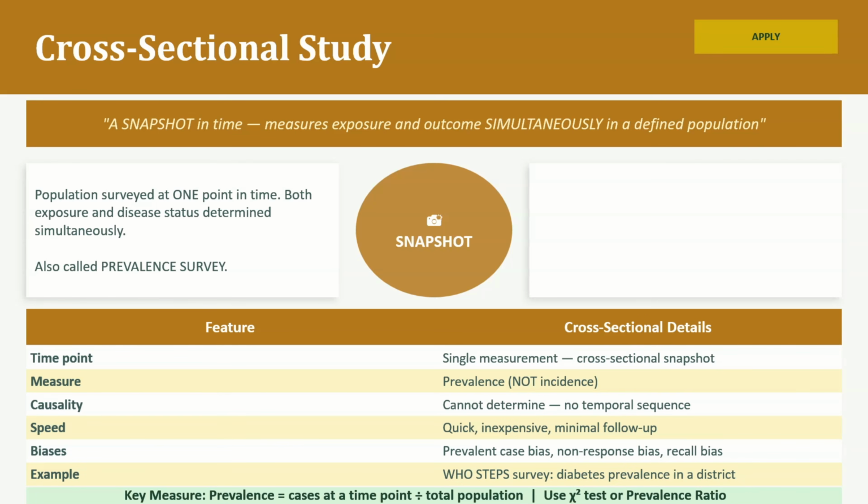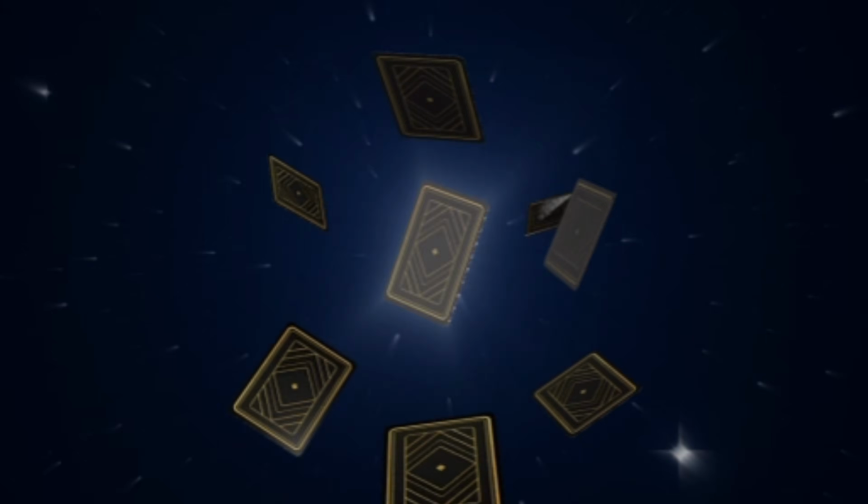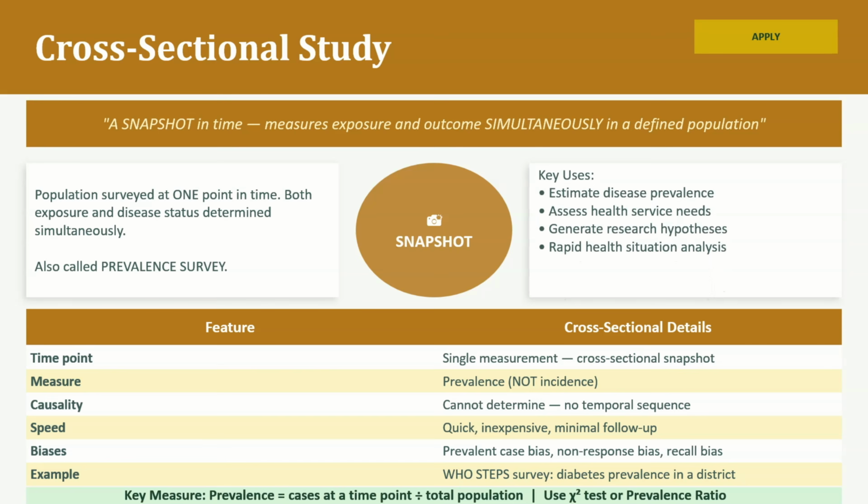What can you measure? Prevalence. How many people have the disease right now? You cannot measure incidence, the new cases, or prove causality because you don't know what came first. Use it to estimate disease burden, plan health services, or generate hypotheses. It is fast and cheap, but suffers from non-response bias and cannot determine cause and effect. Example: WHO STEPS survey, diabetes prevalence in a district.